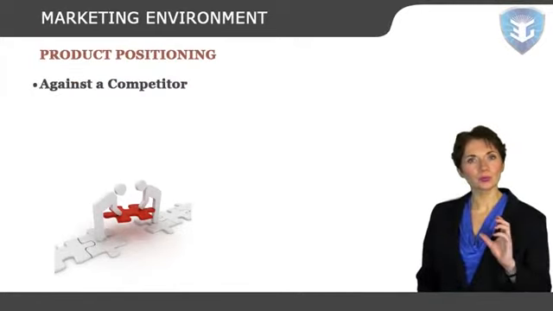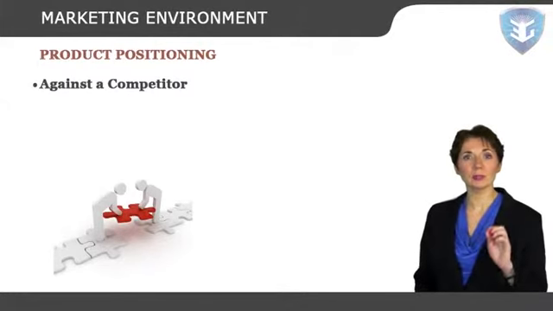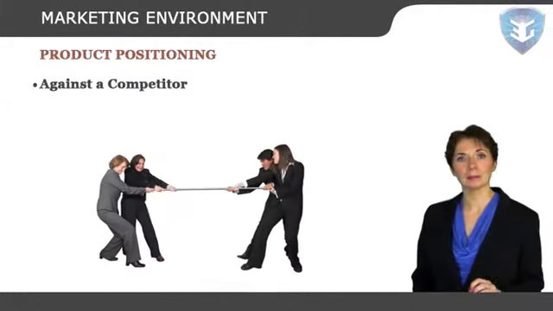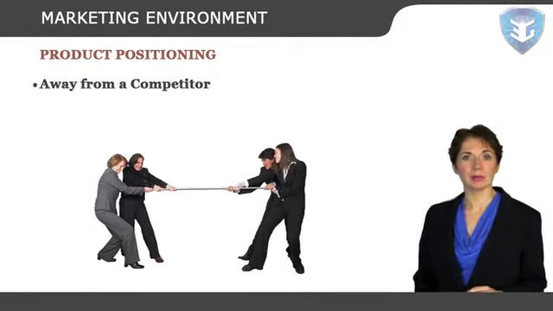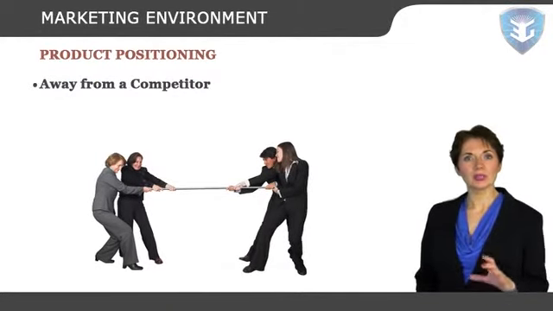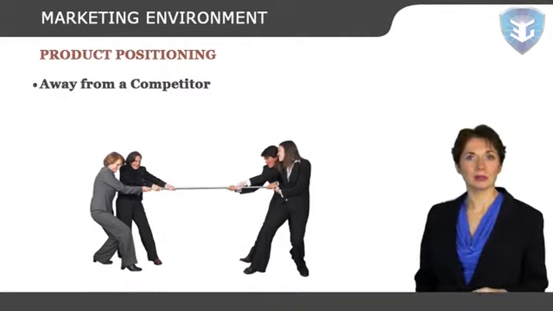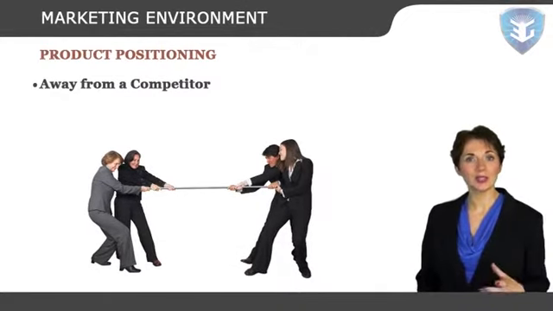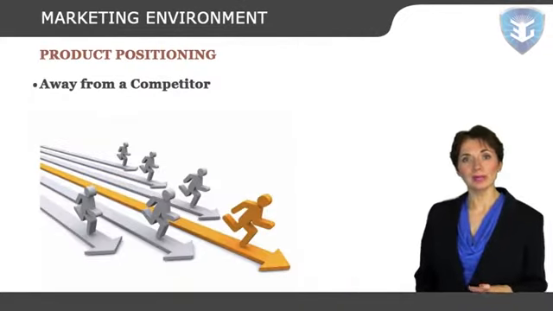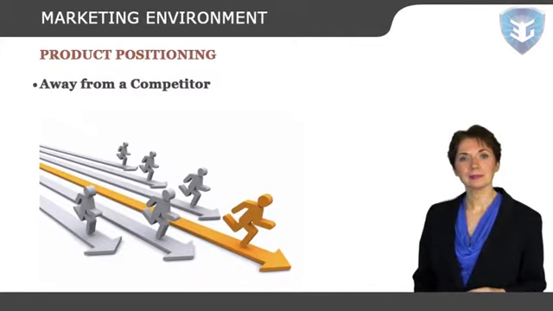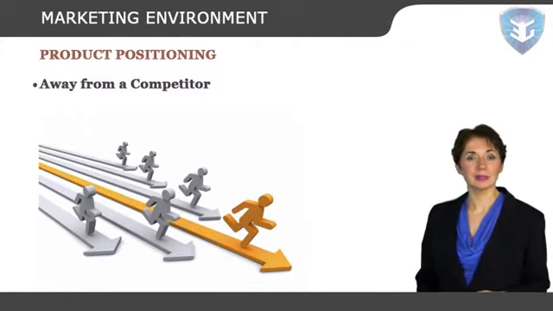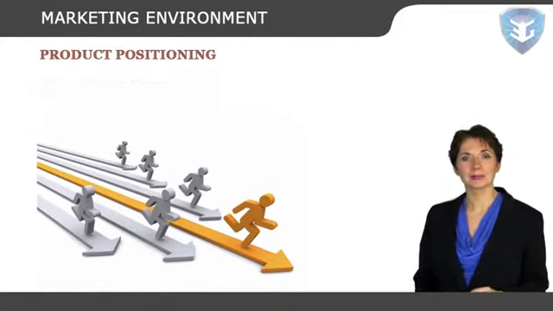Positioning the product directly against a competitor's typically requires a specific product superiority claim. Away from a competitor. Positioning oneself as the opposite of the competitor can help one get attention in the market dominated by some other product. A famous example of this is 7-Up calling itself the Un-Cola.